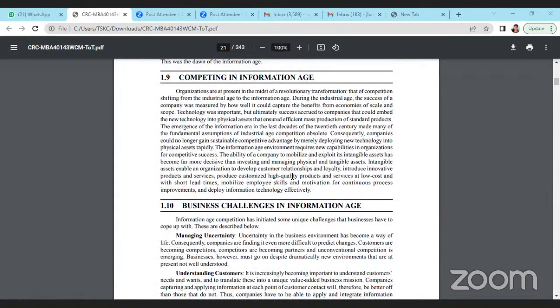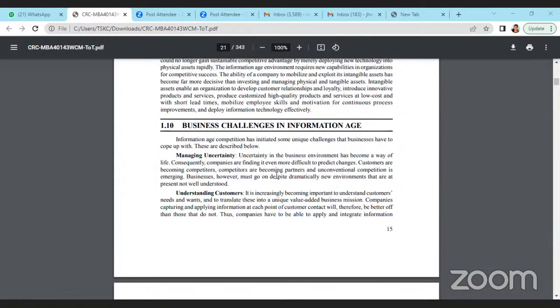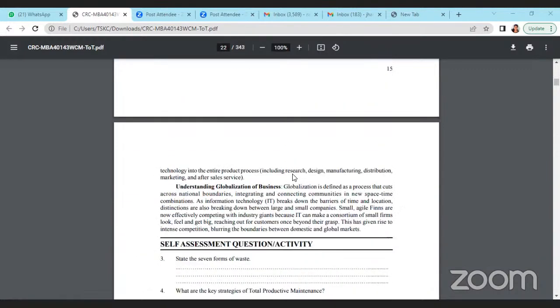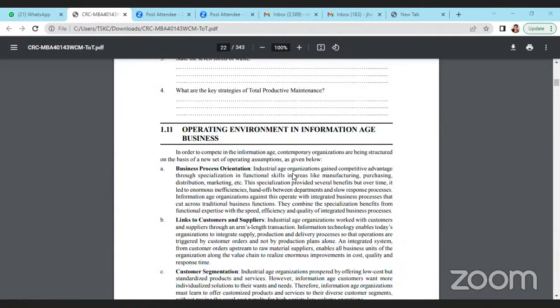And how to compete in the information age, and business challenges in the information age. We have managing uncertainty, understanding customers, and understanding globalization of business. And the operating environment in the information age means, what are the operating environments available to the manufacturing unit, that is business process orientation.